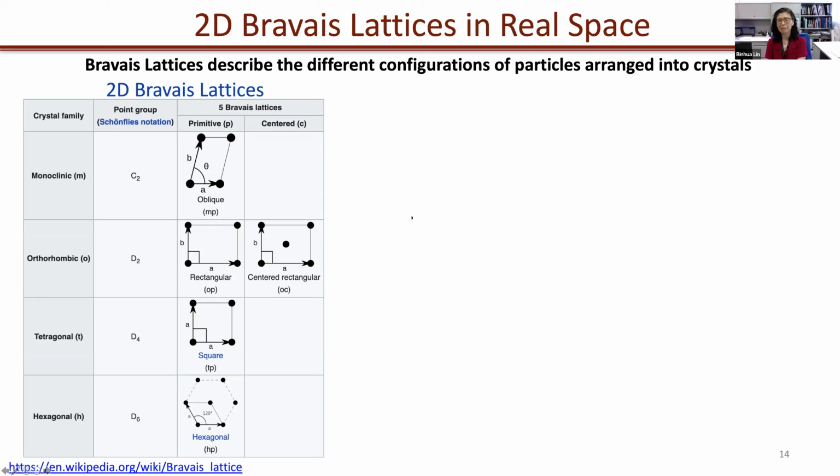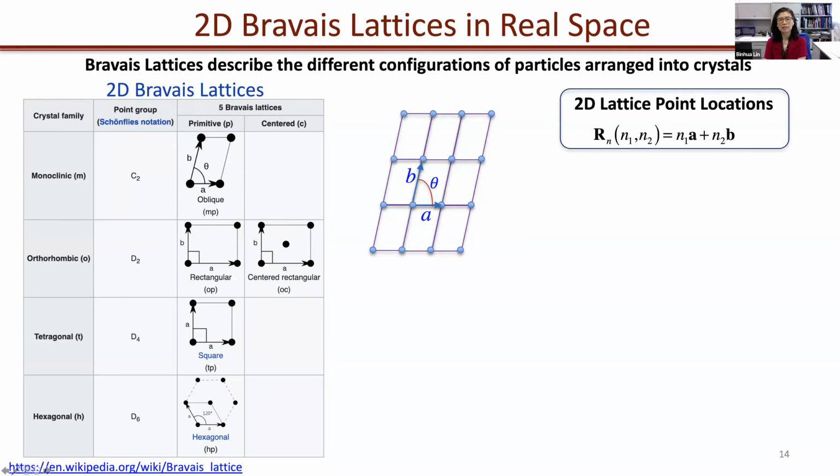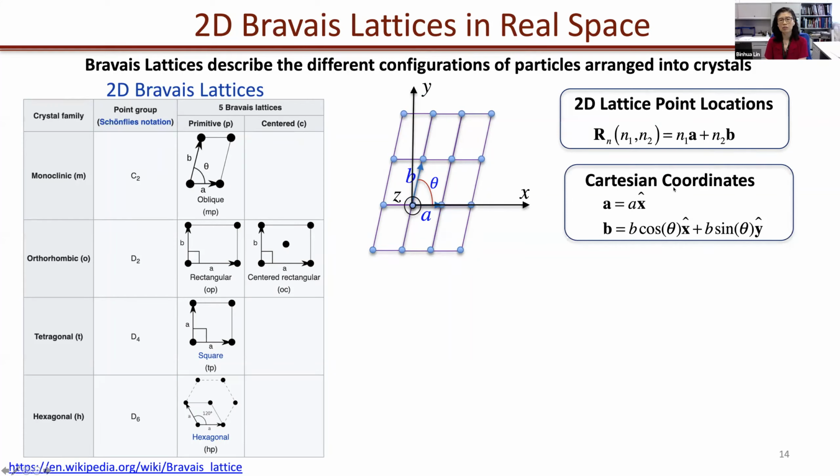So the purpose of setting up a lattice space such as this one, which is pretty general, is to be able to describe these crystals with these 2D lattice point locations. This R equals n1 A plus n2 B, where n1 and n2 are integers, and A and B are unit vectors. It's more convenient to project this lattice onto Cartesian coordinates and express it here.